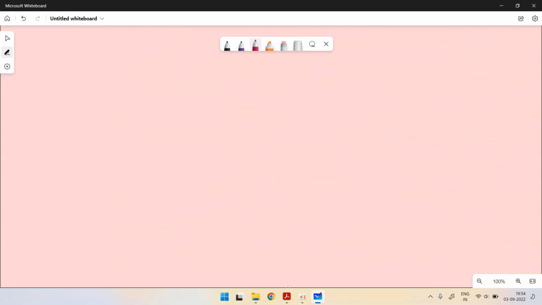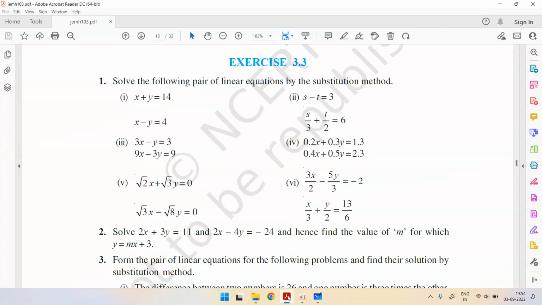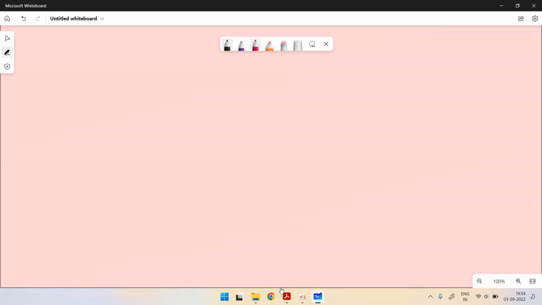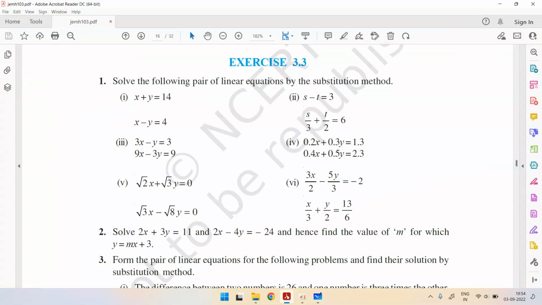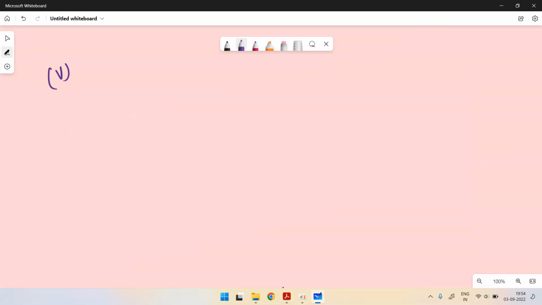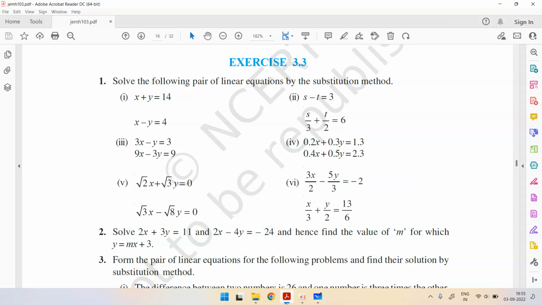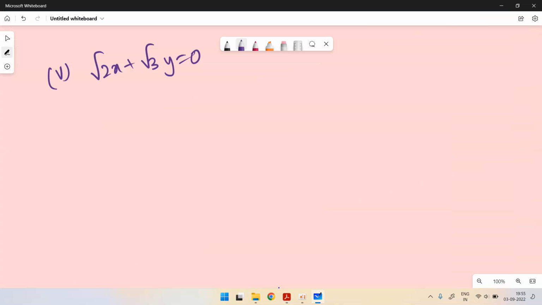This is a little bit tricky. And next is the fifth question. What is the fifth question? The fifth question says that root 2 x plus root 3 y equal to 0, and root 3 x minus root 8 y equal to 0.